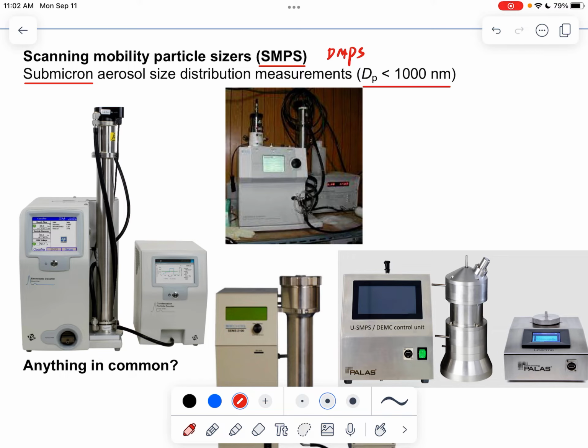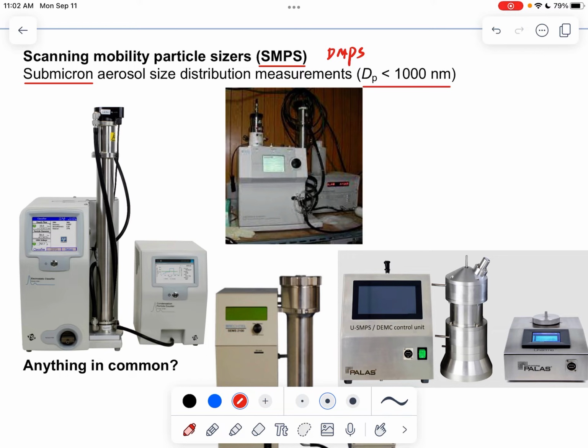This is to remove the aerosols of larger sizes, right? Sometimes you don't want to measure particles above 1 micrometer or even 500 nanometer, to just focus on certain size ranges. You could use different sized impactors to get rid of the larger particles. And then these aerosols will be introduced to what we call a neutralizer, okay?